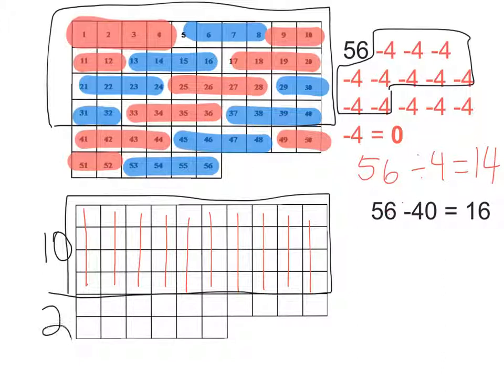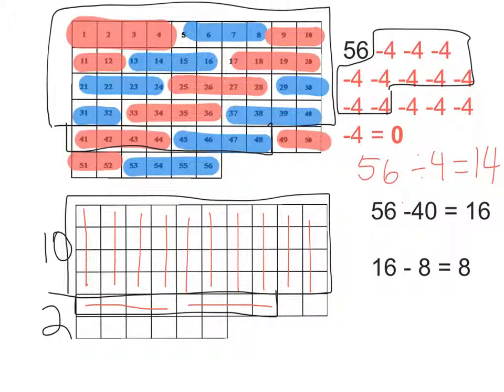So let's try 2 groups of 4. 1 group of 4, 2 groups of 4. We're going to take all of that away. So it's just like taking away these 2 groups. We're now subtracting another 2 groups. 2 times 4 is 8. So we are taking 8 away from the 16 that was left. 16 minus 8 means that we have 8 remaining.